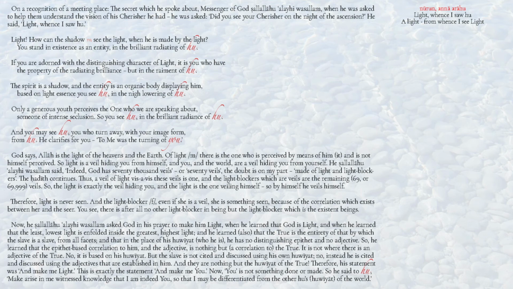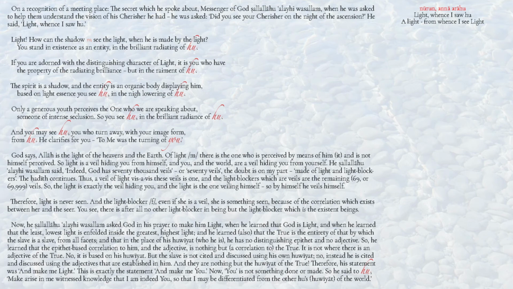Ibn Arabi will cite the Quran, that Allah is the light of the heavens and the earth. Of light, there is the one who is perceived by means of it, the light. So light is a veil hiding you from himself and you and the world. He, sallallahu alaihi wasallam, said, God has 70,000 veils, or 70 veils. The doubt is on my part, which is 70,000 or 70, made of light and light blockers.